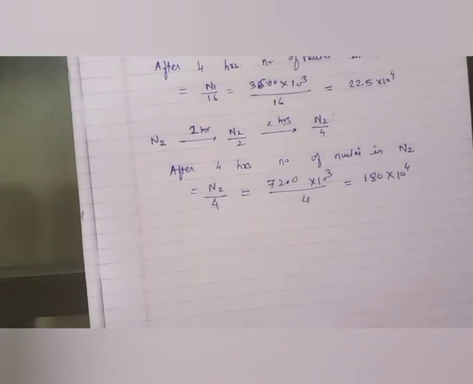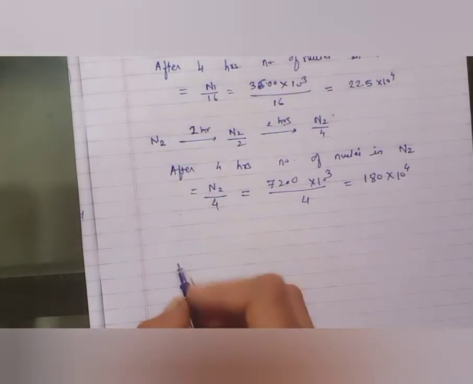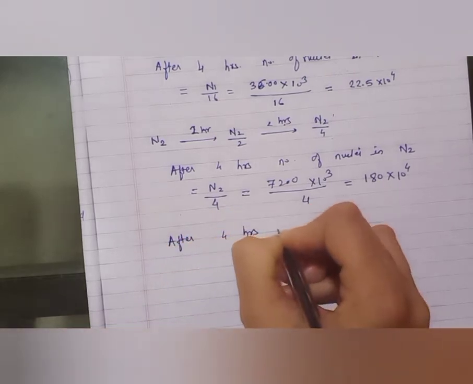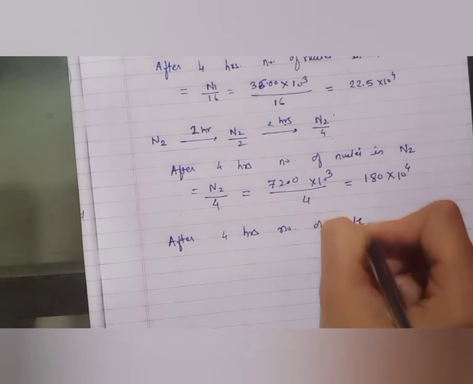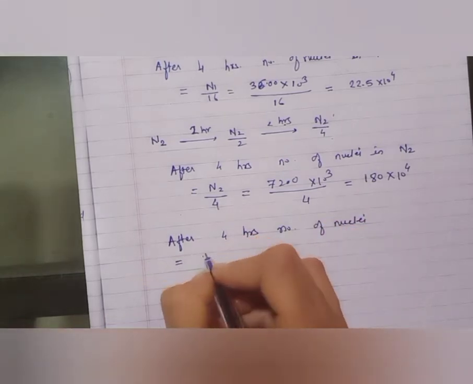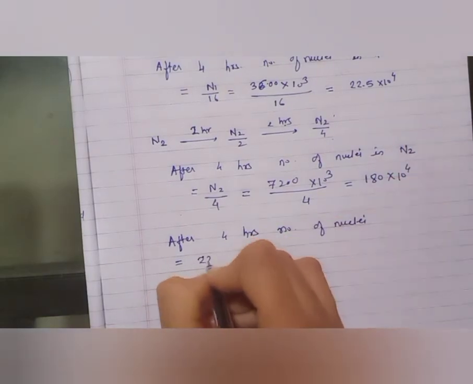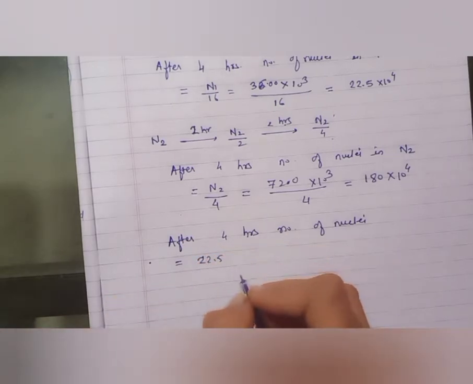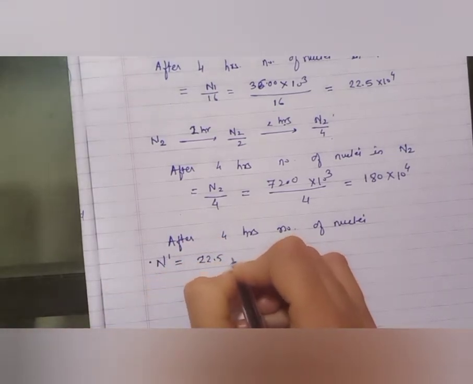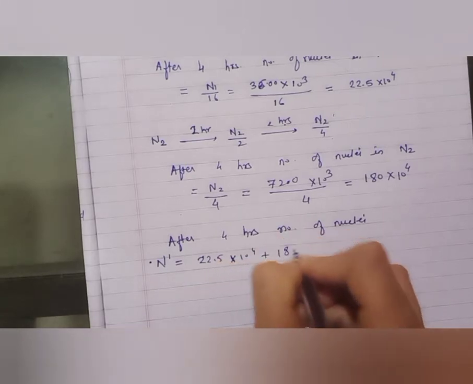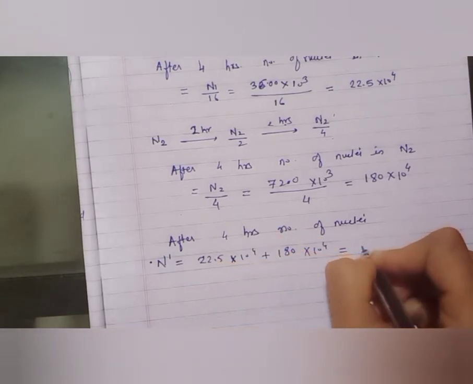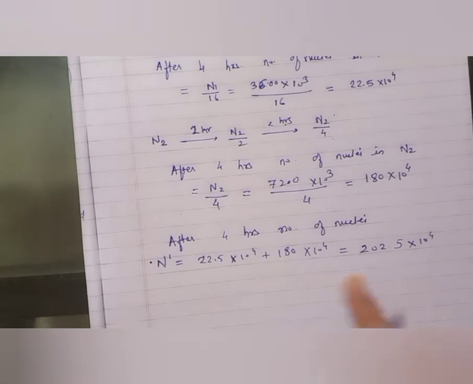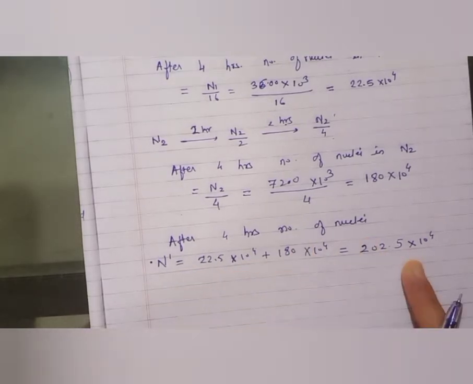Now after 4 hours the number of nuclei will be the sum of these two. So after 4 hours the number of nuclei in the radioisotope will be the sum of these two. Suppose we call it N dash. So 22.5 into 10 raised to 4 plus 180 into 10 raised to 4. If I do this calculation, I will get 202.5 into 10 raised to 4. Okay, so after 4 hours, the number of nuclei will be this.